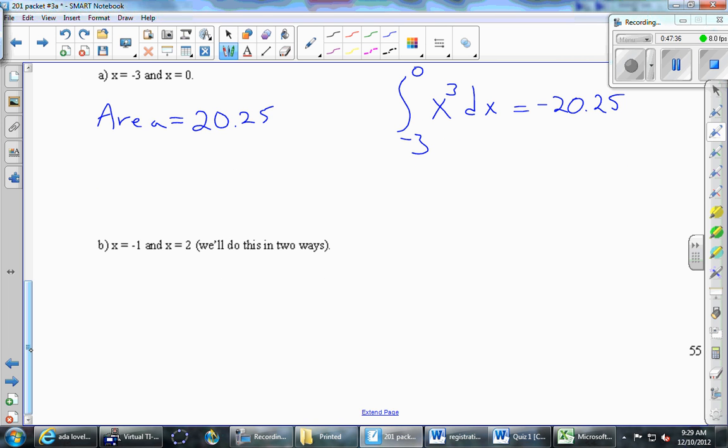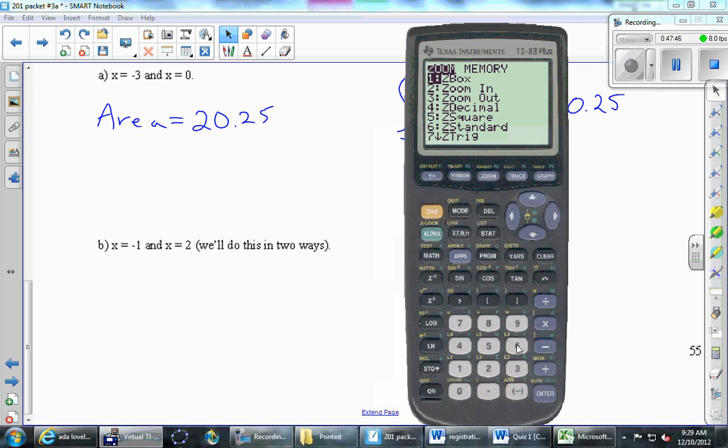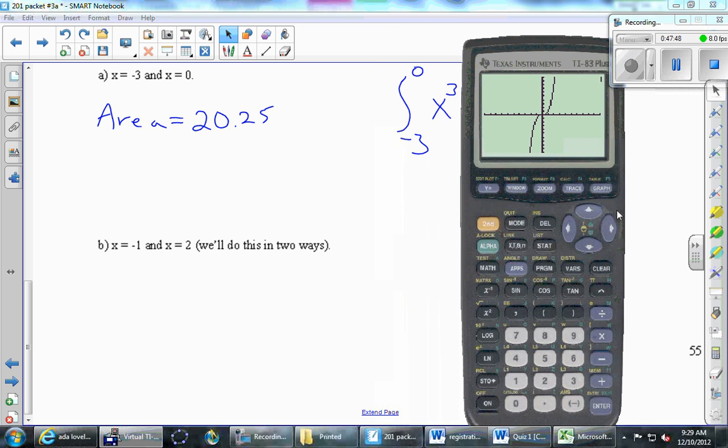Let's take a look at part B. Area between -1 and 2. So I'm going to come back here and I'm going to do zoom 6 so that I can have a brand new curve. So let's just see if we can type it in here on the main screen. So I'll go second calc and then 7. What's the smallest number? -1. And the biggest number, 2. And it's going to shade left to right. And I get 3.75.